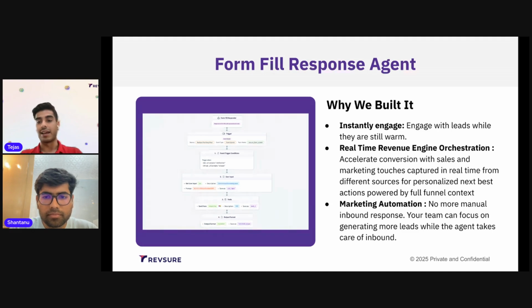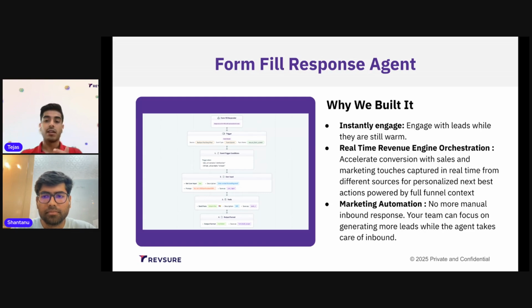You can instantly engage with these leads while they're still warm, not hours or days later. And this is good engagement, not automated generic engagement. The second is that this is a real-time revenue orchestration engine. Every touch point across the sales and marketing stack is captured instantly, so the agent can understand and recommend the personalized next best action, which is powered by RevSure's full funnel context.